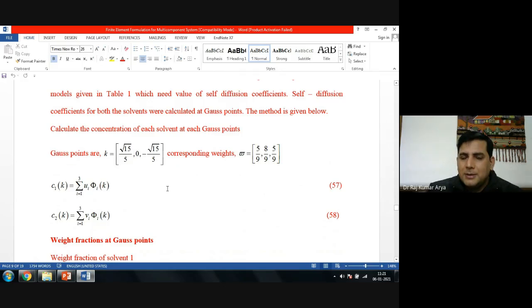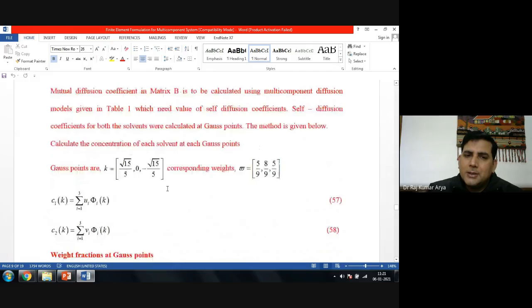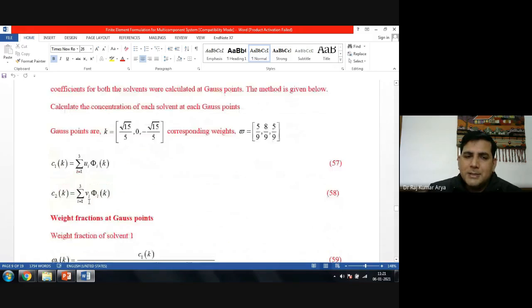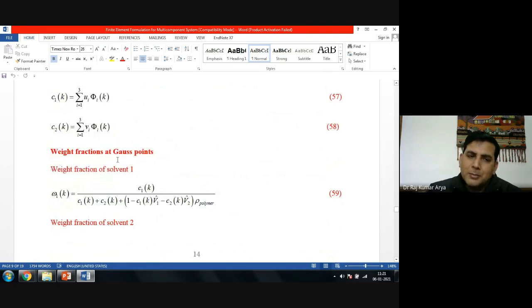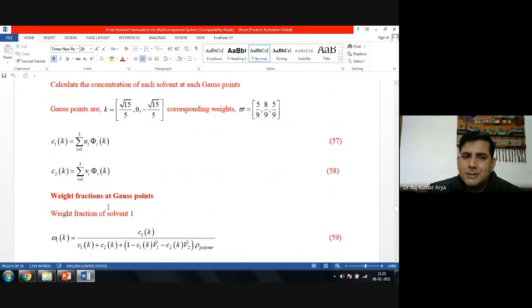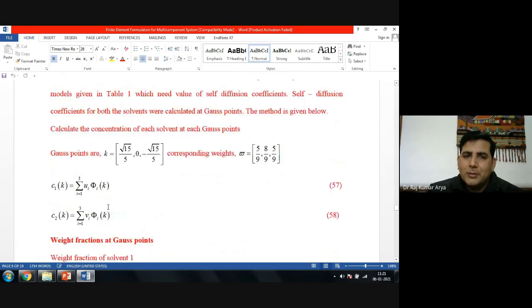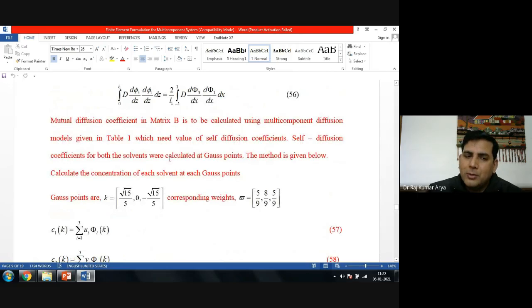So this is what your finite element formulation is. This is then part of the complete program actually. How to calculate solvent and weight fractions is not your part. Your calculation would end here because you are only interested in calculating your concentration, right?